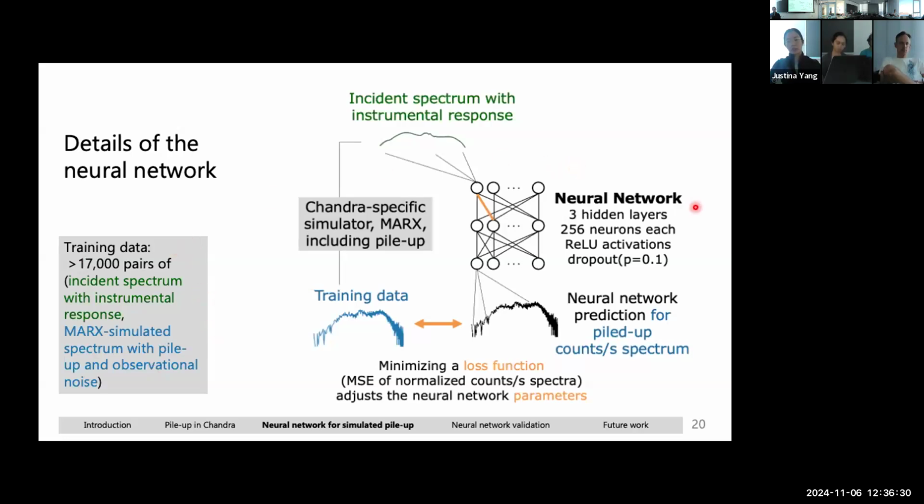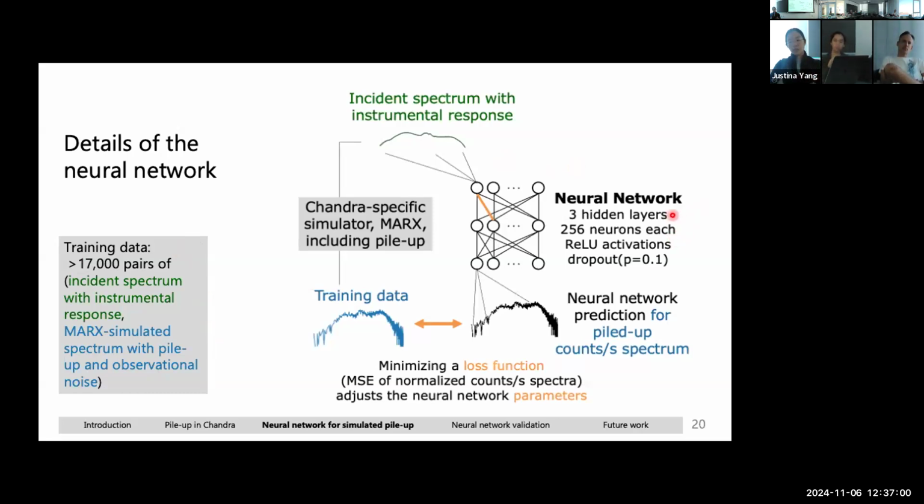The neural network itself is pretty simple. It's a fully connected neural network with 3 hidden layers, each of which has 256 neurons, and each of which has a ReLU activation function going into the next layer. We also trained this with dropout, but really no other modifications to this neural network. So it's a pretty simple model, relatively speaking.